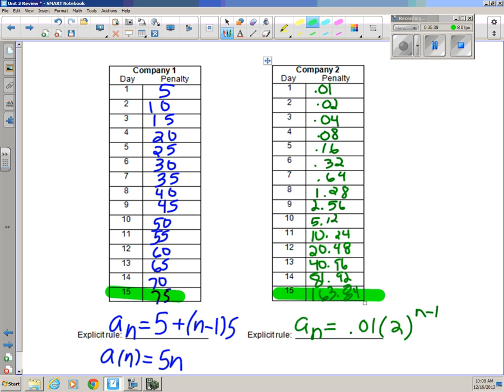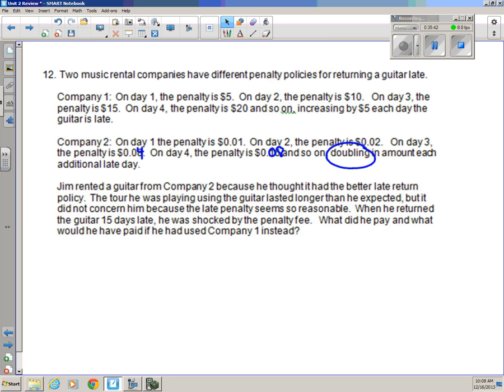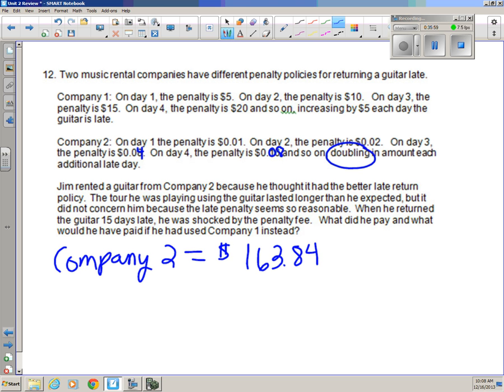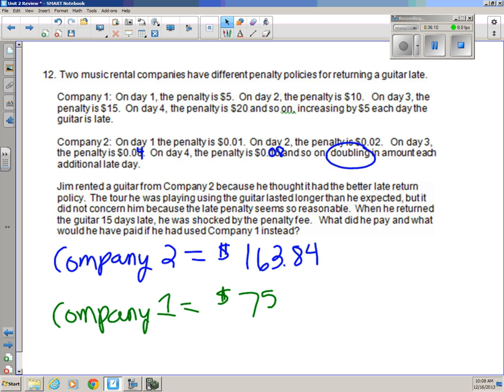So if we go back to what's happening here, it says when he returned the guitar 15 days late, what did he pay and what would he have paid for Company 1? So for Company 2, the late fee was $163.84, and then for Company 1, the late fee would have only been $75. Interesting. So that penny a day that's being doubled ends up being a lot more than what happens if you just add 5 each time.